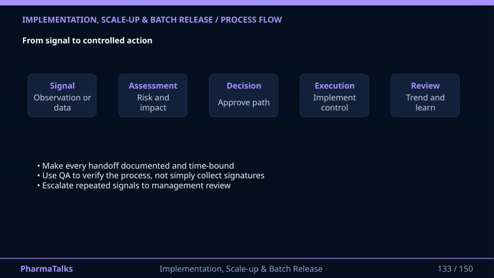It's crucial to ensure every handoff in this workflow is documented and time-bound. Quality assurance plays a key role, not just gathering signatures, but actively verifying the process. And if any signals repeat, those should be escalated to management for further review. This approach ensures a robust and controlled process for scaling up and batch release.